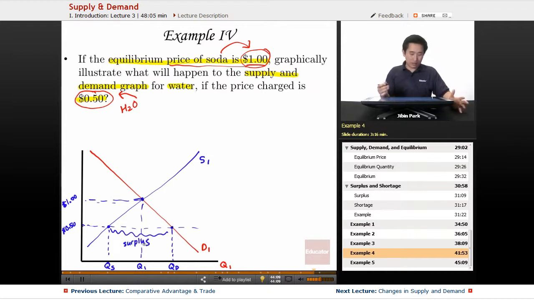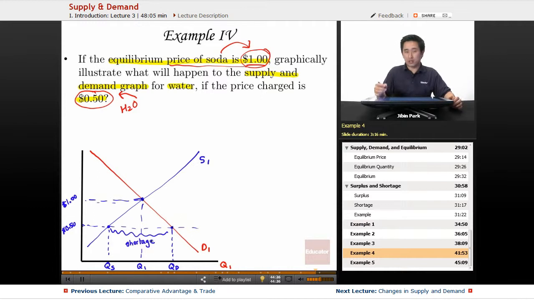So what's going to happen to the supply and demand graph? Basically, if for some reason 50 cents is the price that's charged, you're going to have, not a surplus, you're going to have a shortage, right? So you're going to have the shortage situation.